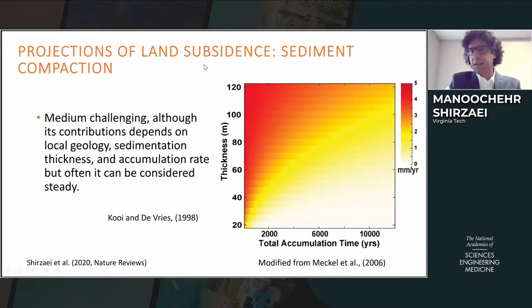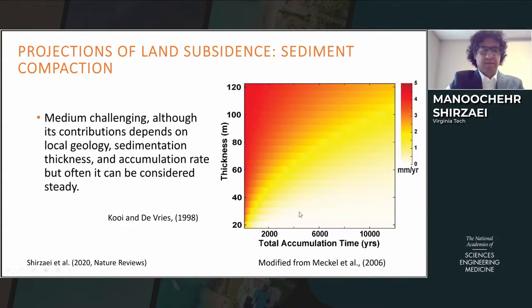But here I show you a model simulation. You see the compaction rate color-coded for different ages of the sediment, horizontal axis, and different thicknesses of the sediment, vertical axis. You see that the rate changes over time, but the change for the time scales of 20, 50, and 100 years can be considered steady. And this is really what we care about for management, resilience plans, and adaptation plans.